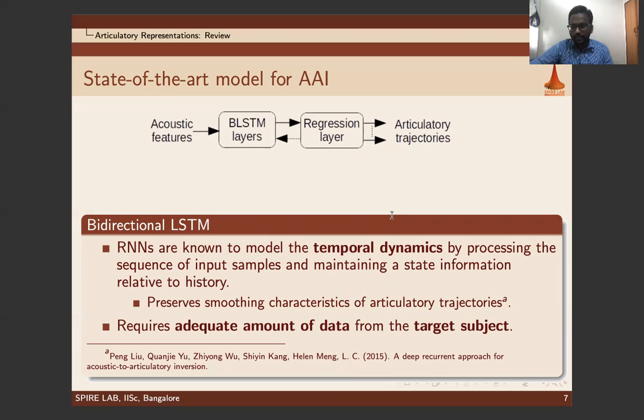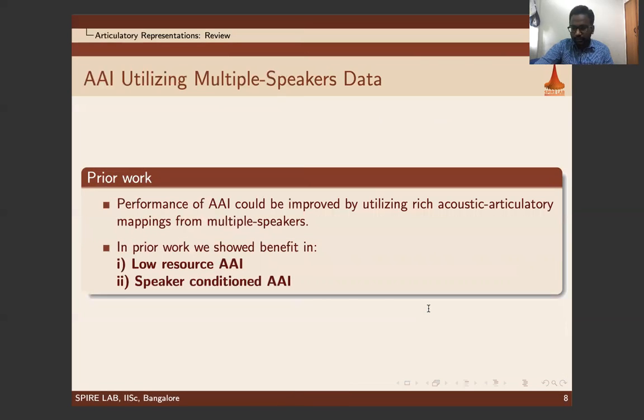Typically, AAI is trained in a speaker-specific manner. For these models, we need sufficient amount of data from target subjects. Instead of speaker-specific training, utilizing acoustic articulatory data from multiple speakers could benefit the performance of AAI. The previous works in this direction from our group at IISc are low resource acoustic to articulatory inversion and speaker conditioned acoustic to articulatory inversion. Next, I will present a brief overview of these two methods.